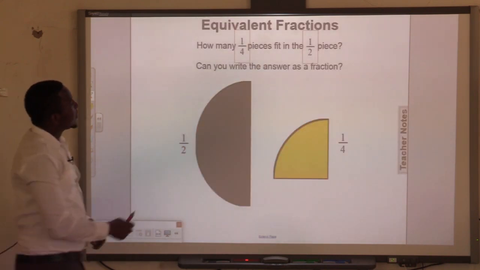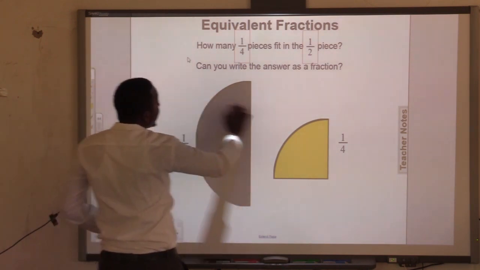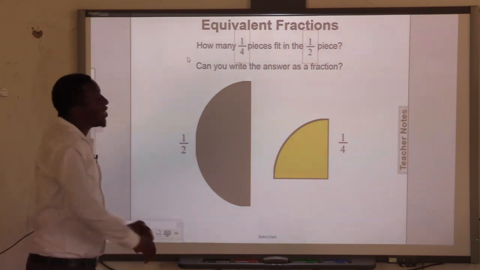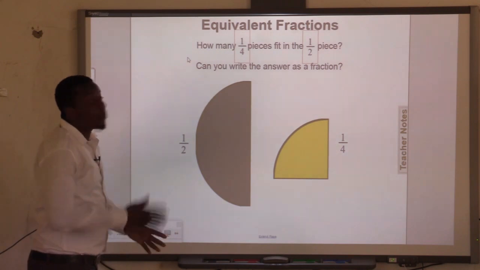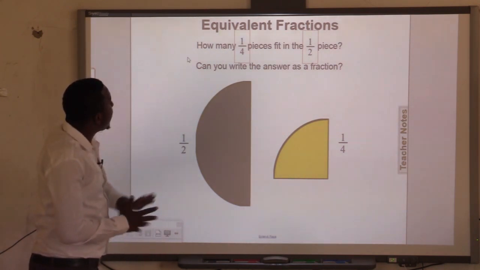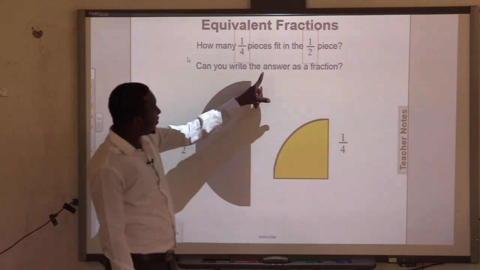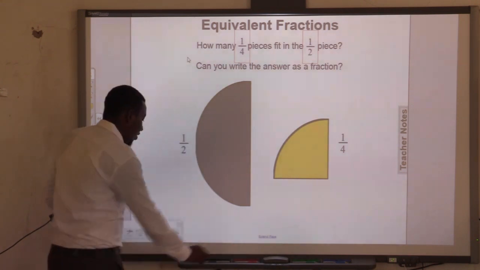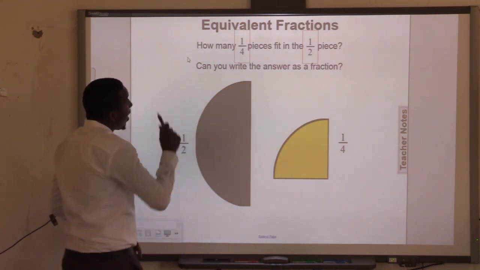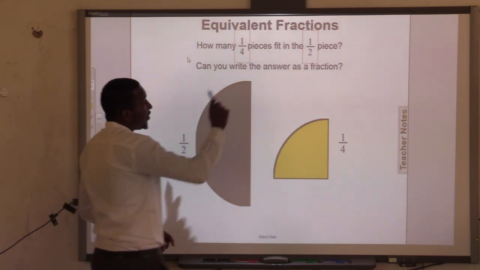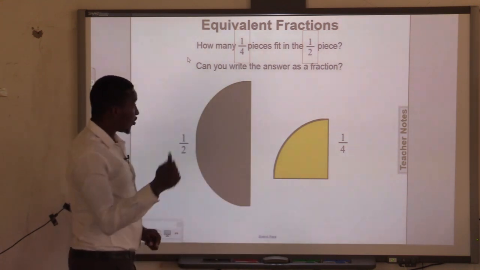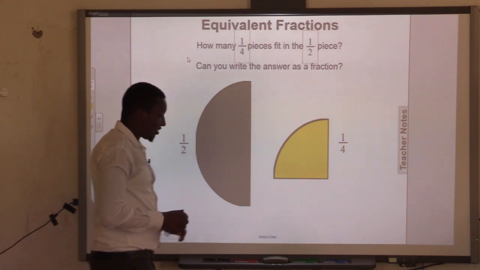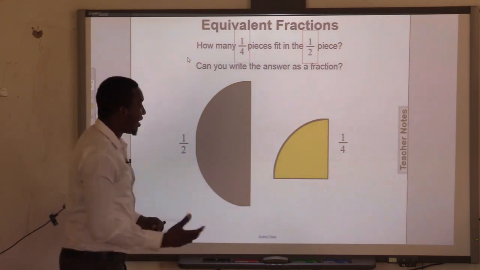You move to the next slide, and here we have a little bit of a problem. Don't worry, we are going to enjoy it because we are going to answer all the questions and proceed to the next one. So this question is saying, how many 1/4 pieces fit in the half piece? The second question is asking, can you write the answer as a fraction? Yes, we'll do all that, so don't worry. Just relax, and I'll get you through all that.